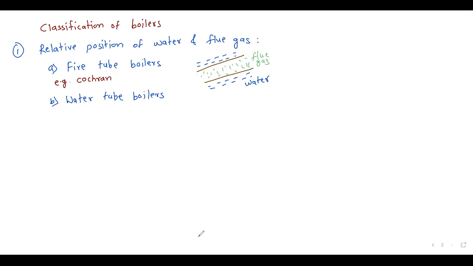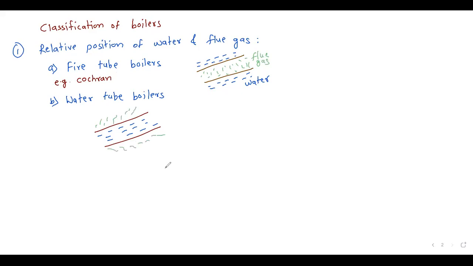Next are water tube boilers. Let's say again you have a tube, but it will be the reverse. Inside the tube there is water, and outside the tube there will be flue gases.